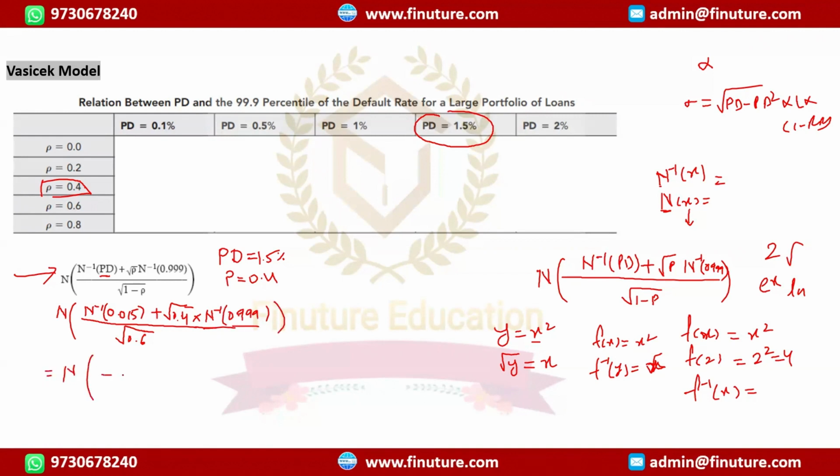How do we calculate the N inverse? I'll show you. First of all, can you tell me what is the root of 0.6? Let's try. One second. The root of 0.6 is 0.7745.